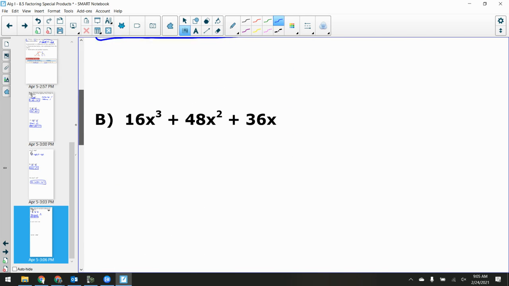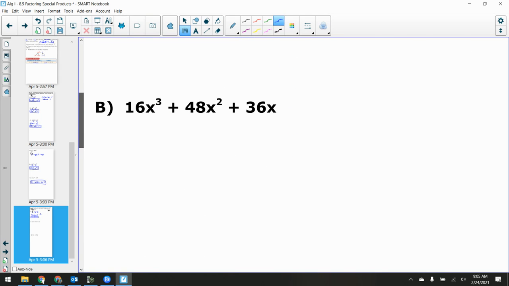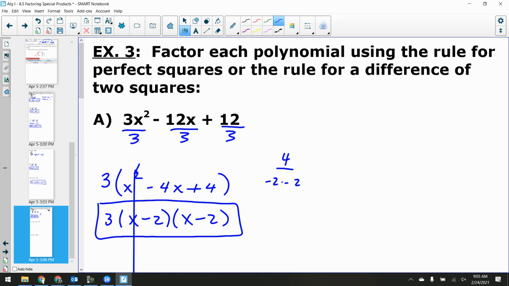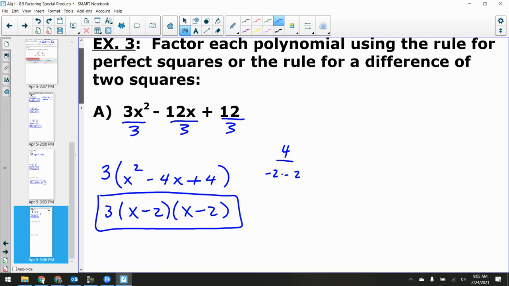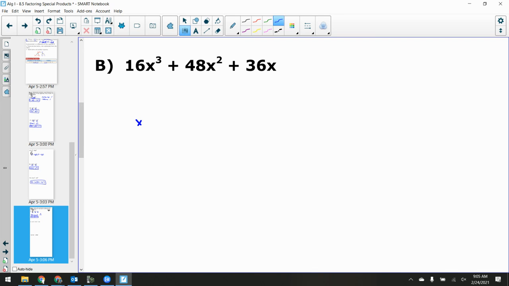Don't lose track of that GCF. Now, take a look at all three of these terms. What do they all have in common? Same variable. I know I can at least pull out an x.